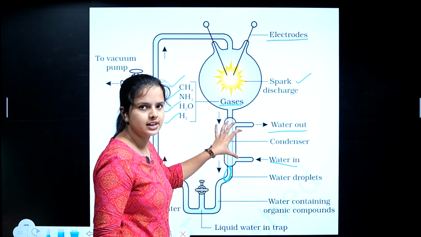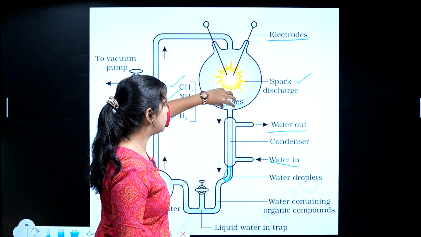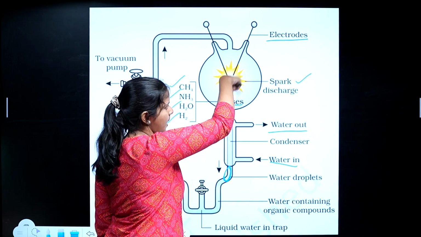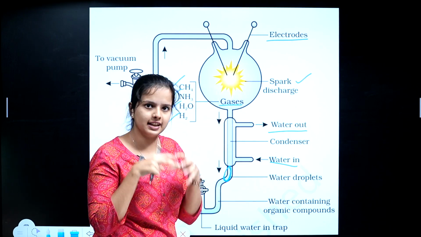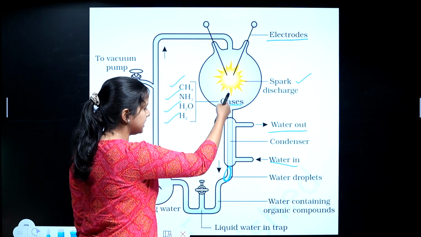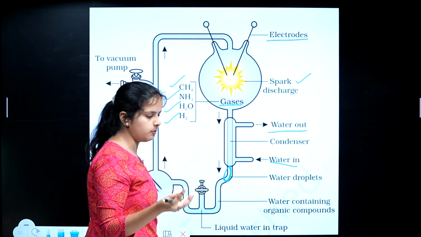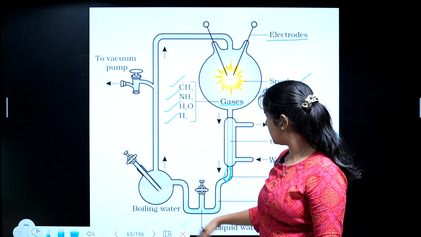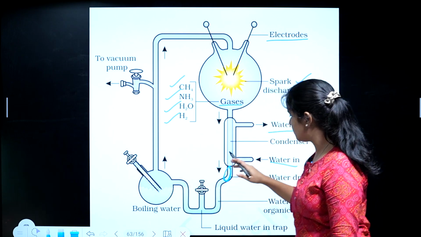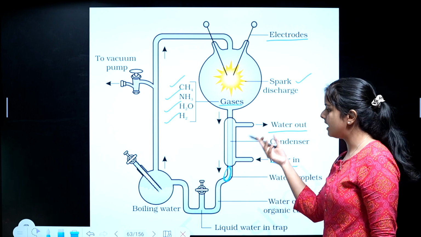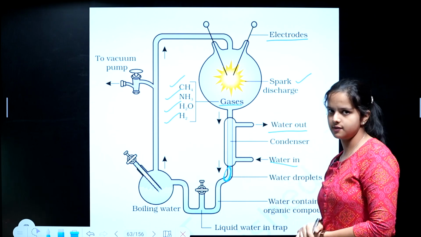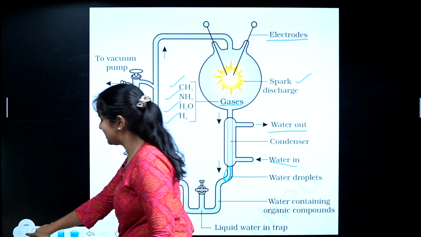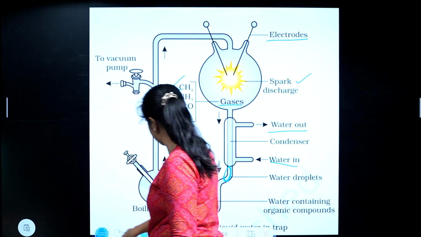So why did he do the condensing? Because he wanted to analyze these gases, but it's really difficult to analyze what happened inside this flask if it's in a gaseous form. So he was condensing it down to a liquid form like this, and he collected it down here. By analyzing that water, he could understand that amino acids were formed. So this is what Stanley Miller's experimental setup actually looked like. I hope that's clear.